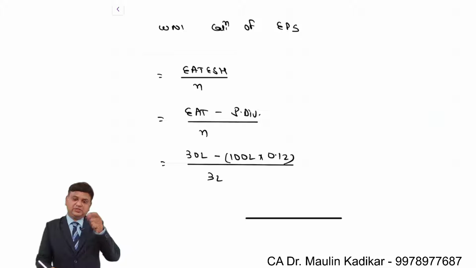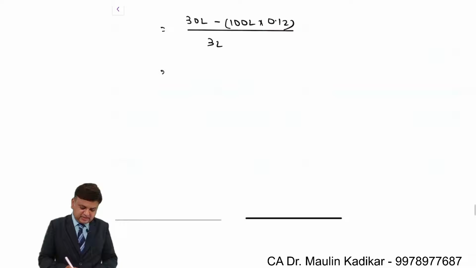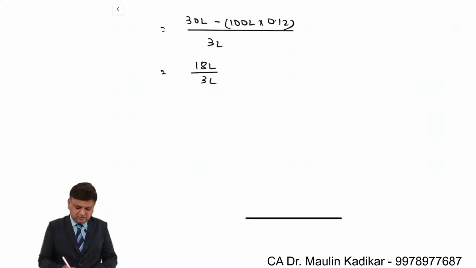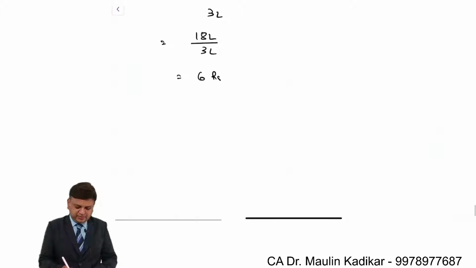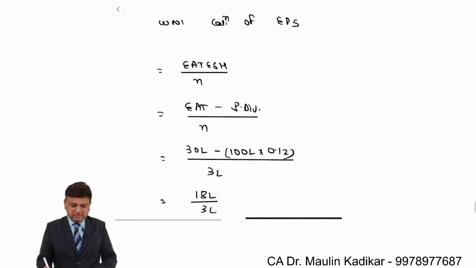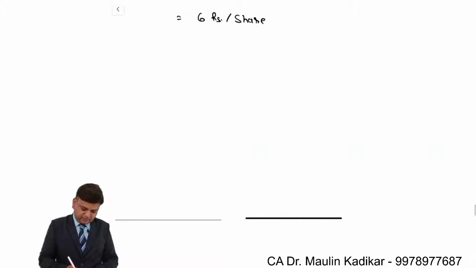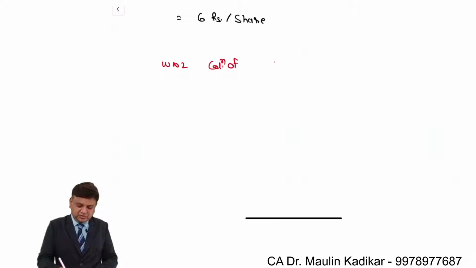So 12% of 100 lakhs comes to 12 lakhs. 12 is deducted from 30, so the numerator comes to 18 lakhs. Divided by 3 lakhs, so earning per share is 6 rupees per share. That is the way the earning per share can be calculated. Working note number 2. Calculation of the dividend per share using Walter model.